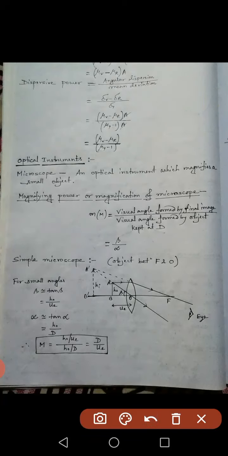Then the simple microscope. A simple microscope is nothing but a simple convex lens. As we know, in a simple convex lens, when the object is kept between the focus and the optical center, it gives us an erect, magnified, virtual image. So if this condition gives us an erect and magnified image, a simple convex lens can be used as a microscope, right? So simple one.